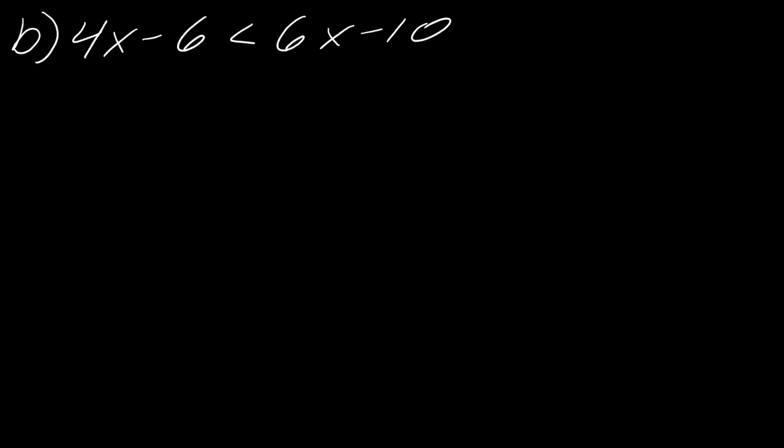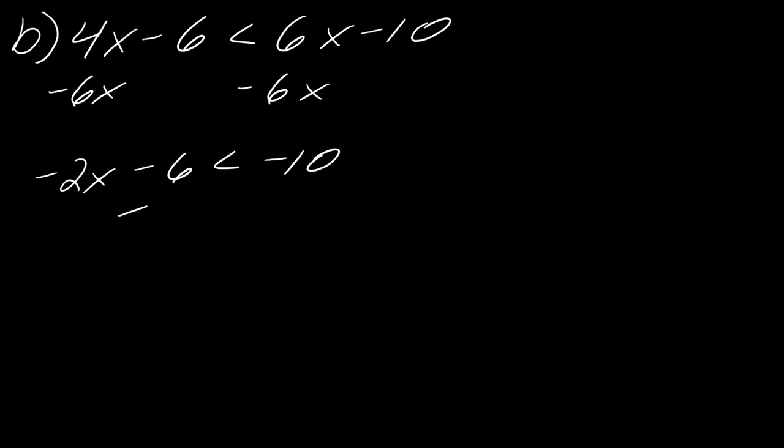Okay, so moving on to B here. I've got to get the x's by themselves. First things first, I usually like to get the x's on the left side, so I go ahead and subtract off the 6x. So now I get negative 2x minus 6 is less than negative 10. And then I can add 6 to both sides to get negative 2x is less than negative 4.